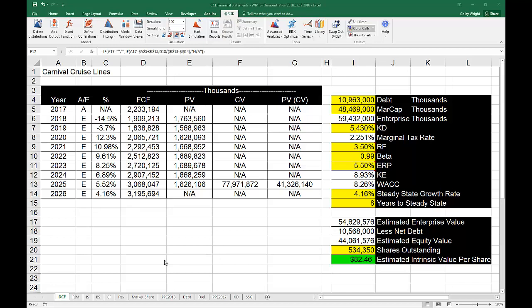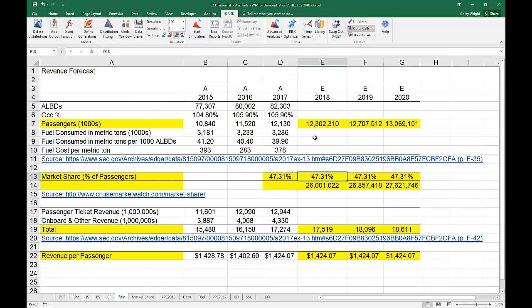So let's just jump right into it. Here is my DCF model for Carnival Cruise Lines. You will remember that there are a lot of components that go into this DCF model. So for instance, and I'm not going to go through all of it, but we had to make a revenue forecast, and we did a revenue forecast for the next 3 years, 2018, 2019, and 2020.